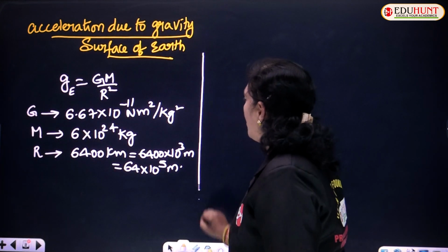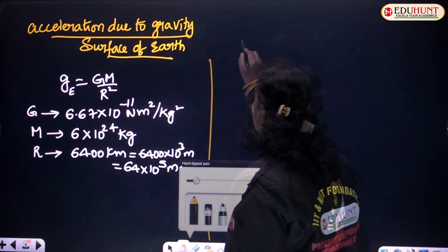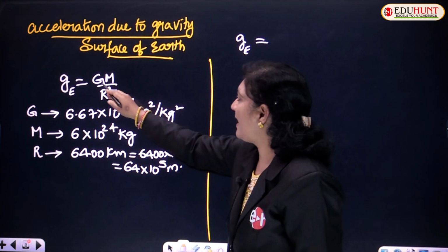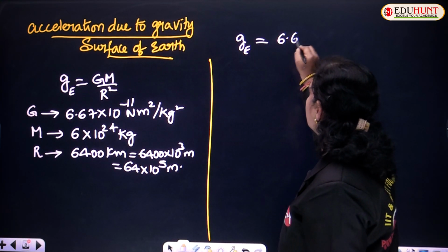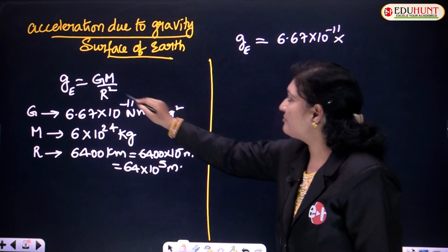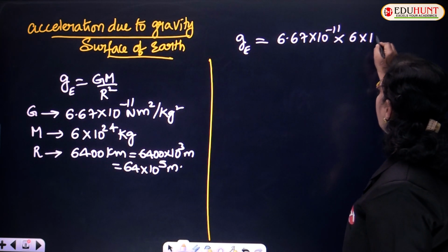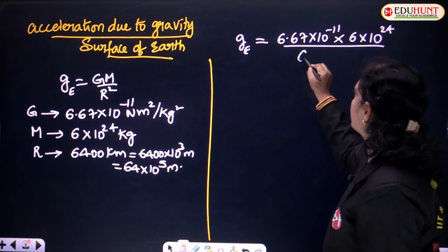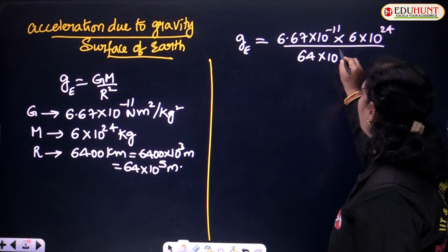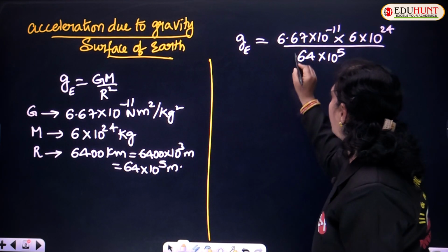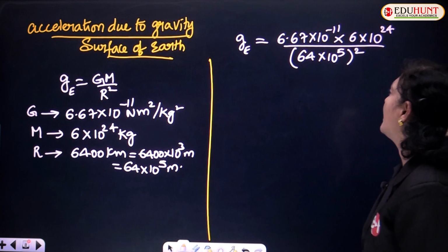So, substituting all the values, let us calculate the acceleration due to gravity on the surface of the earth. Value of G is 6.67 into 10 power minus 11. Value of M is 6 into 10 power 24 kg. Value of R is 64 into 10 power 5 meters. R square indicates 64 into 10 power 5 whole square.